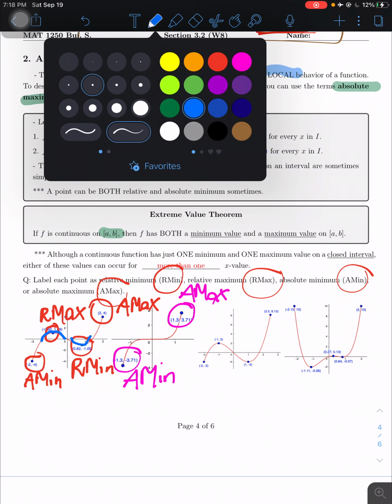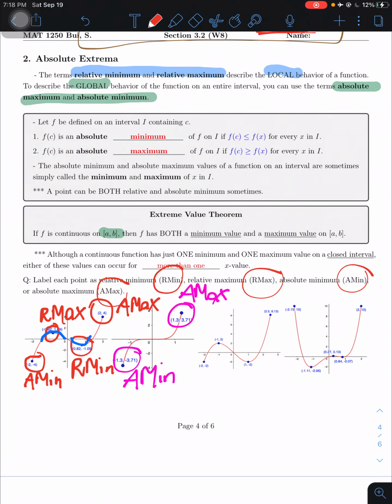And then let me get back to red for the third picture. So in here, I'm going to say this one equals my absolute max.